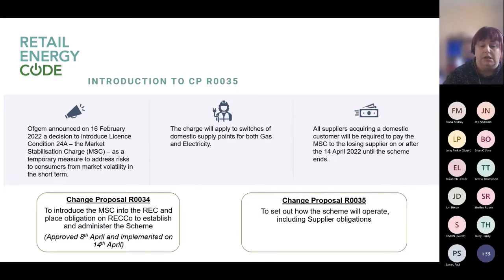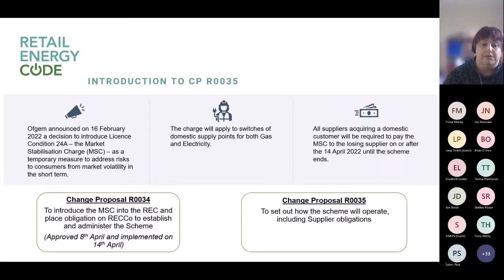And that did include the modification of the licence to introduce the MSC, which requires energy suppliers to pay the charge when acquiring new domestic consumers. And that went live from the 14th of April. So to confirm, the MSC is a volumetric charge. It's published weekly by Ofgem. It's split into two subcharges, one for gas and one for electricity.